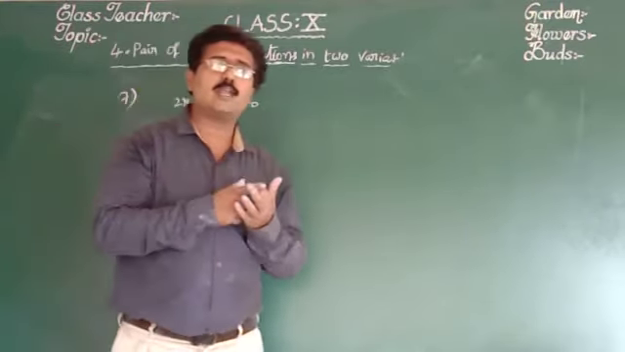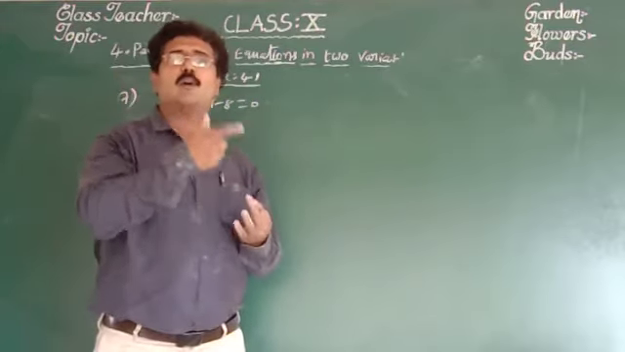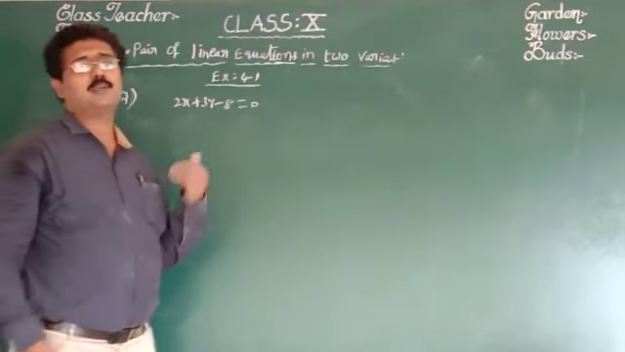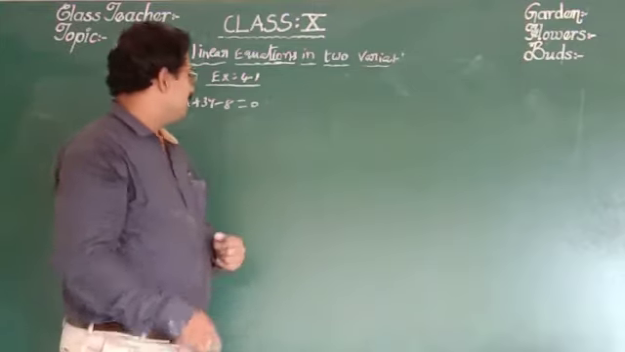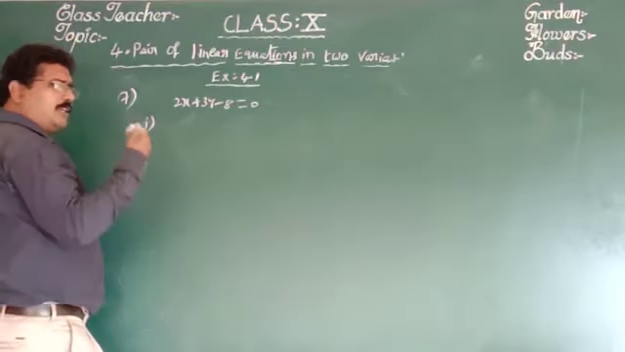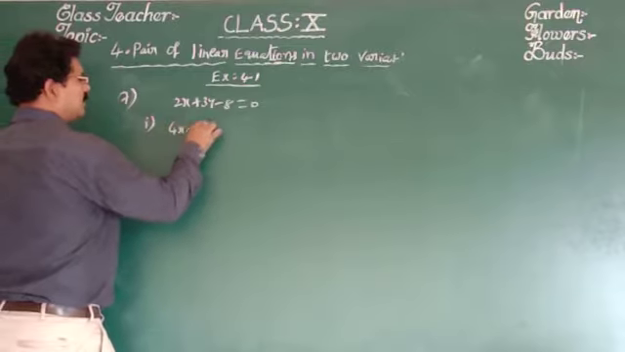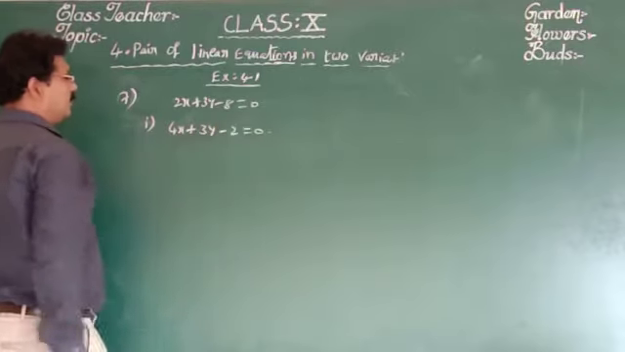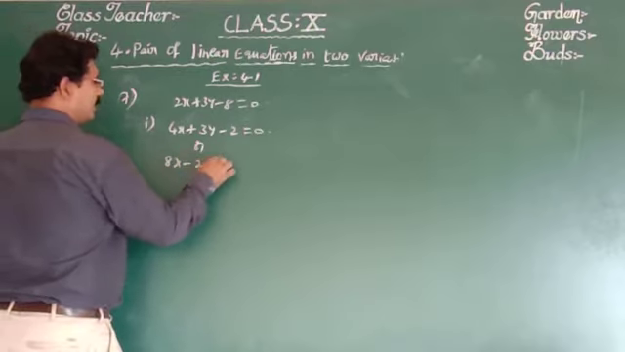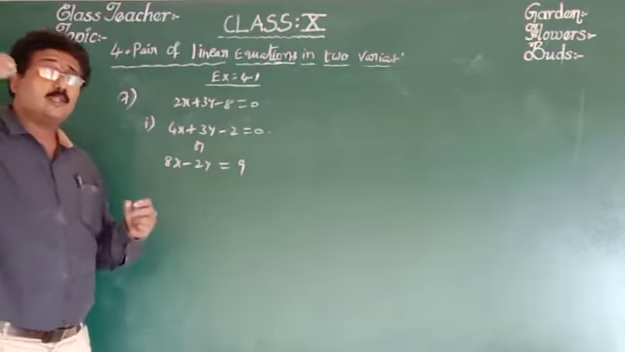One equation is intersecting lines along with this equation. One more is parallel lines and one more is coincident lines. See, again you recall the properties. Suppose it is 2x plus 3y minus 8 is equal to 0. Whatever it may be, you write one equation, that is 4x plus 3y minus 2 is equal to 0, or 8x minus 2y is equal to 9.